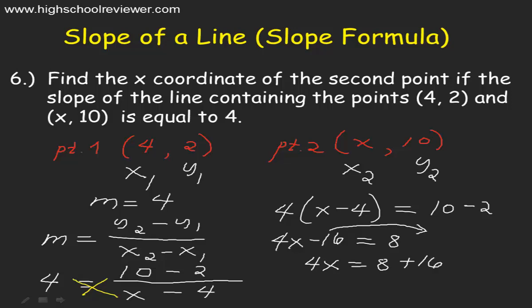Okay, so 4x here will be equal to 24, and to find x you have to cancel out 4, so divide both sides of the equation by 4. So our x here will be equal to 24 divided by 4, or that will give us positive 6. So therefore, our x sub 2 is equal to 6.